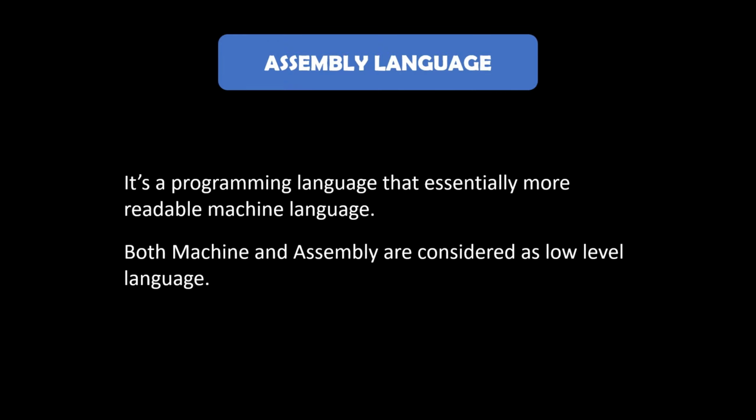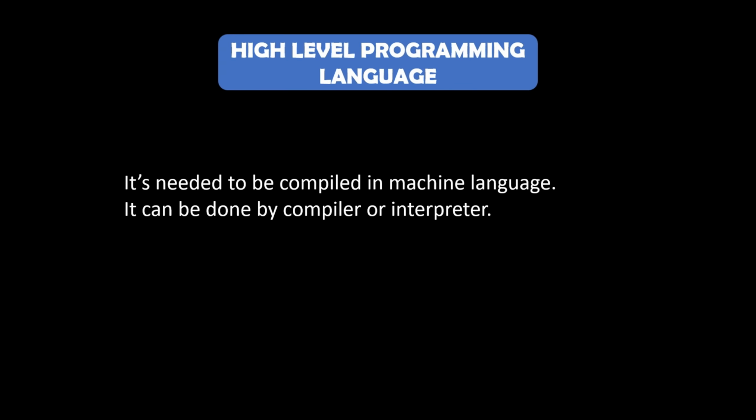So basically, we need a high-level programming language that is easily understandable by humans. This means the code should be compiled to machine language before it can be recognized by the computer to perform actions. That's why we need a compiler or interpreter. Examples of such programming languages are C, C++, Python, and Java.